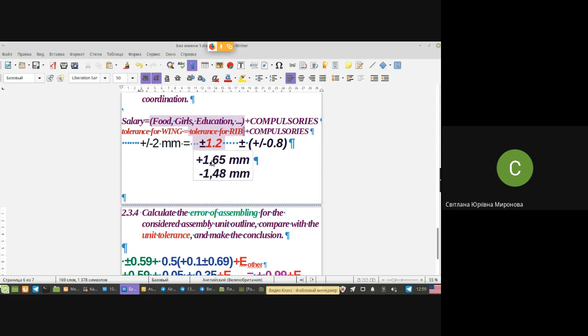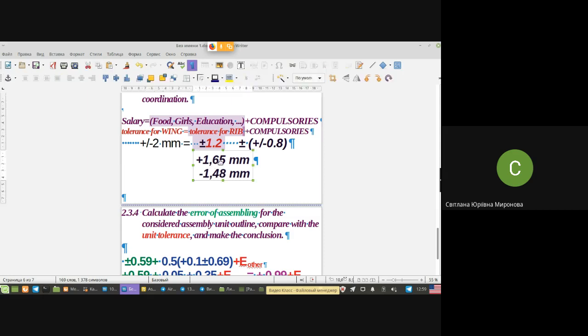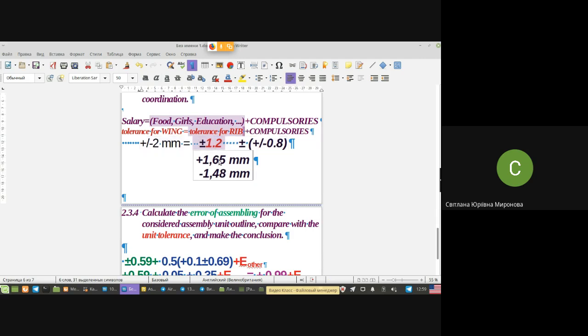You understand that if this value is greater than this value, and it's greater, you see that 165 is much greater than 1.2. 148 is much greater than 1.2. You shouldn't use this technique of coordination in this case. After our calculations, we see that assembly errors are out of tolerances.